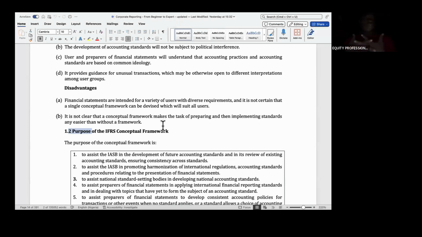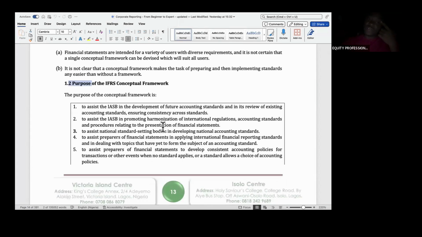Okay, so we need to identify who are the sets of users. When we get the set of users, then we can know the purpose of the conceptual framework. And the very first is the IASB. The IASB uses the conceptual framework to develop standards and also to review existing standards. That's what the IASB will use the conceptual framework for, to develop new standards and to review existing standards.